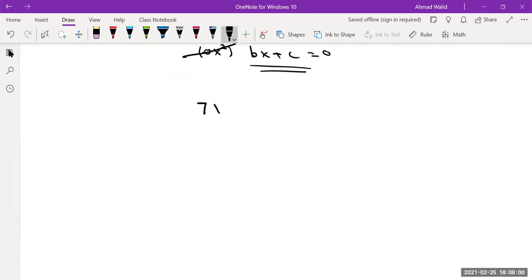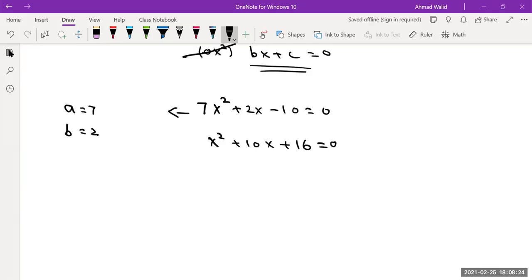Numeric examples, for example, 7x squared plus 2x minus 10 equals 0. I call it a quadratic equation. Or x squared plus 10x, let's say plus 16 equals 0. I call it a quadratic equation. In the first one, your A is equal to 7, your B is equal to 2, your C is equal to negative 10. In the second example, your A is equal to 1 because you have 1x squared, right? Your B is equal to 10 and your C is equal to 16.